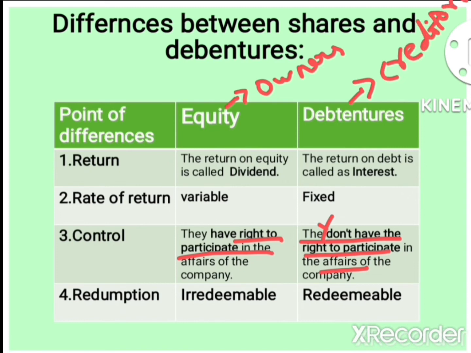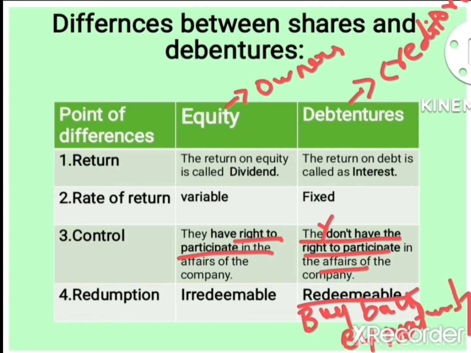Okay, now the fourth point is redemption. Equity shares are irredeemable, whereas debentures are redeemable. Redeemable means can be bought back before its maturity. For example, the company issued debenture at the interest rate of, suppose, 10%.